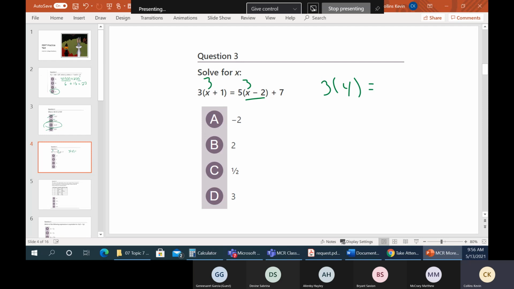minus 2, so that's 1. 1 times 5 is 5. So it's 5 plus 7. So 12 equals 12. Beautiful.